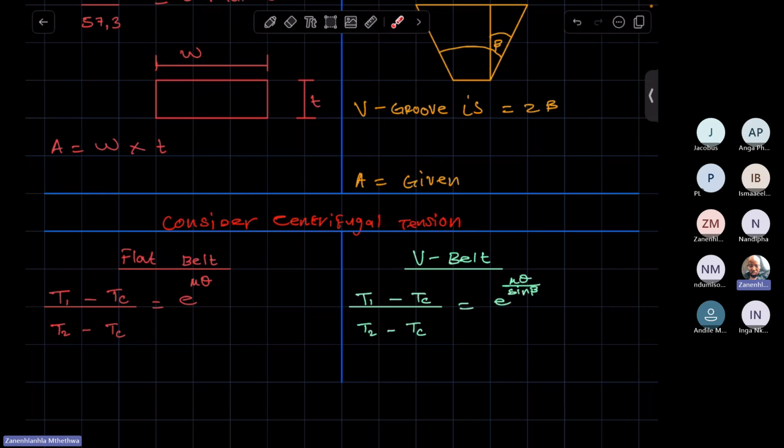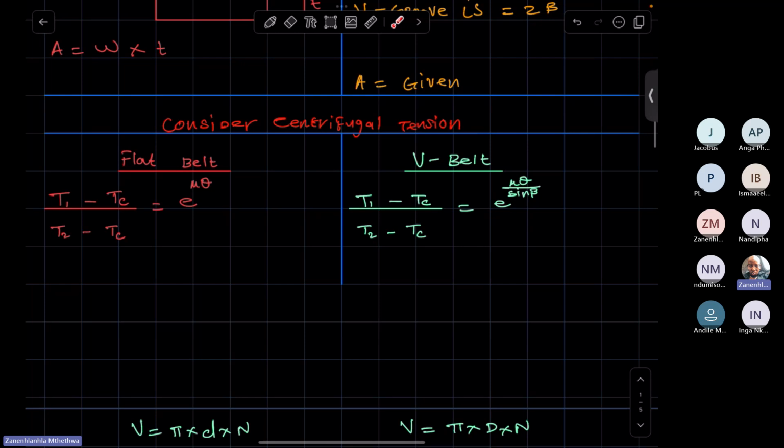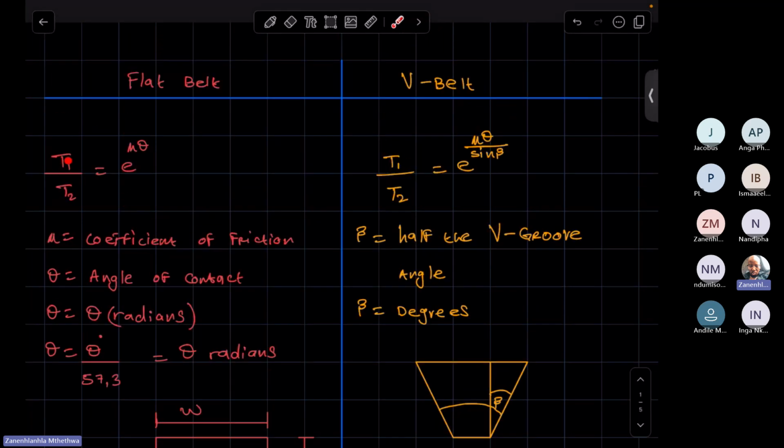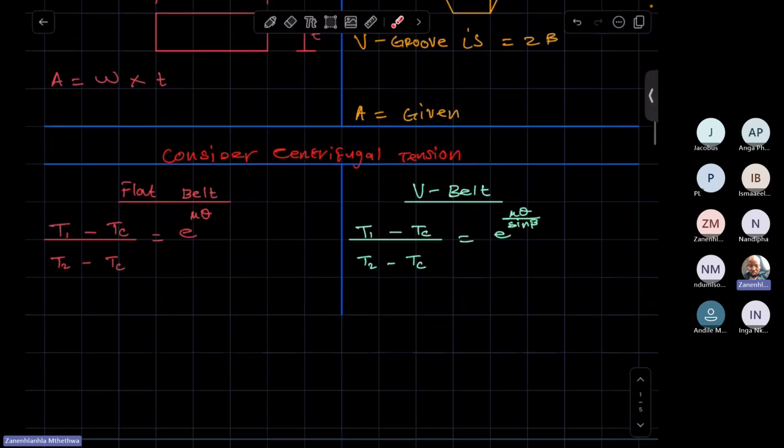then our tension ratios change a bit. Instead of having for a flat belt T1 over T2, you instead have T1 minus TC over T2 minus TC. The right hand side remains the same when considering centrifugal tension. We do the same thing with the V belt, only the left hand side changes. Instead of T1 over T2, you have T1 minus TC divided by T2 minus TC. The right hand side also remains the same here.